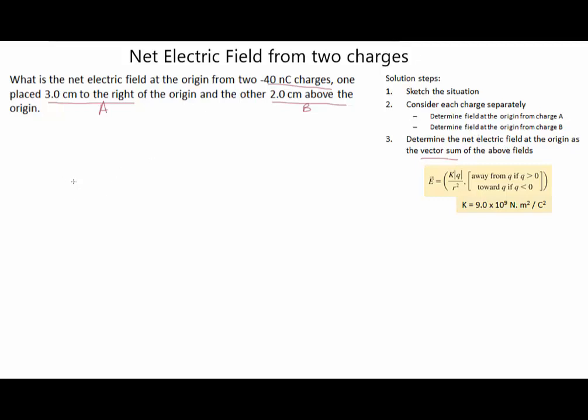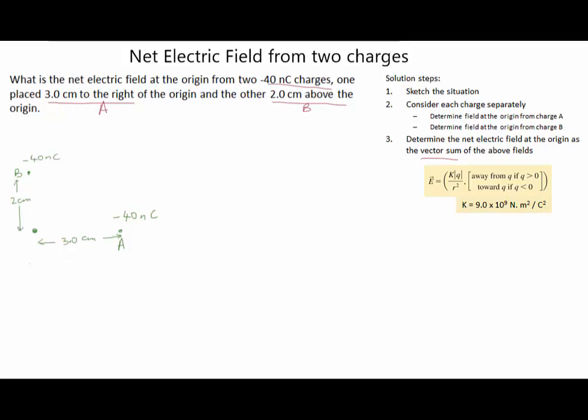Let's get started with the diagram. Let's say my origin is over here. Charge A sits over here. It's minus 40 nanocoulomb and sits 3 centimeters to the right of the origin. So this is 3 centimeters. And charge B, which is also minus 40 nanocoulombs, sits 2 centimeters above the origin. So let me show charge B over here. And this distance here is 2 centimeters.